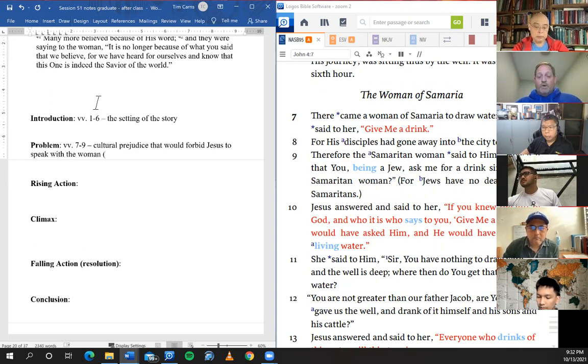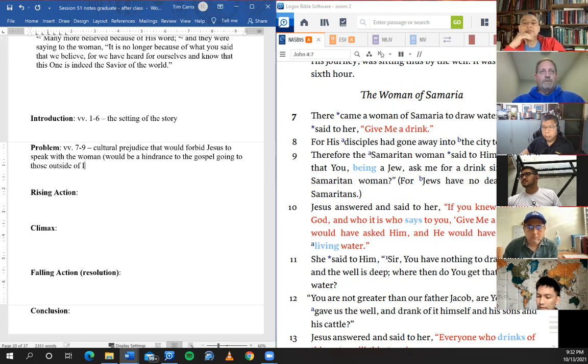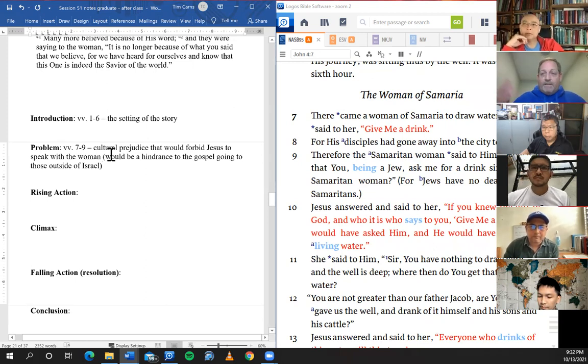And as we studied the story in broader scope, it really would be a hindrance to the gospel going to those outside of Israel. Now that we've done a lot of study already, we can look at this a little more interpretively. We've done the scene analysis, character analysis, and setting analysis. We look at this as not just the issue of Jesus not being able to talk to this woman, but why is that a problem? Why is that a big deal in John's gospel?